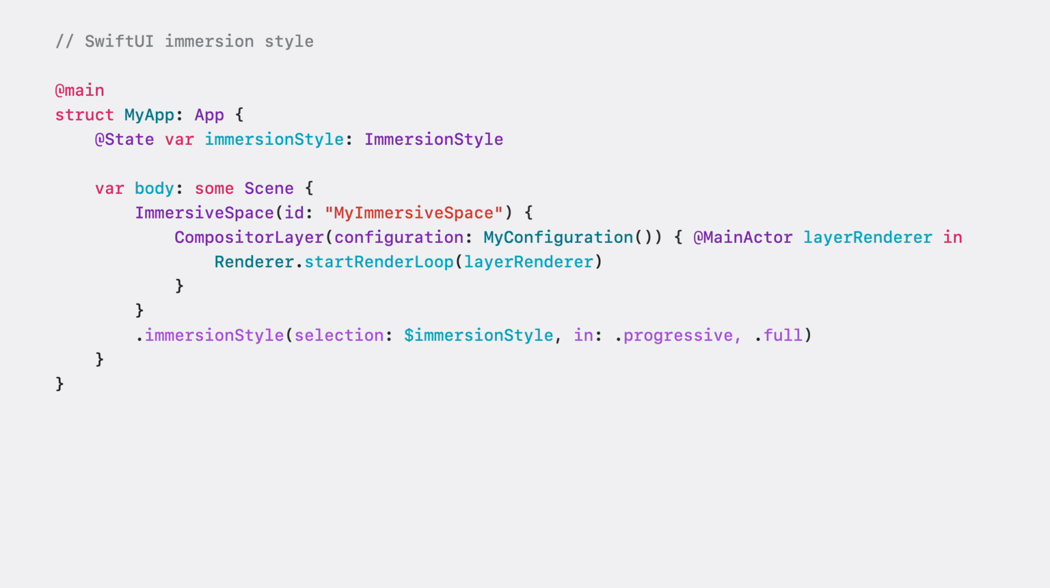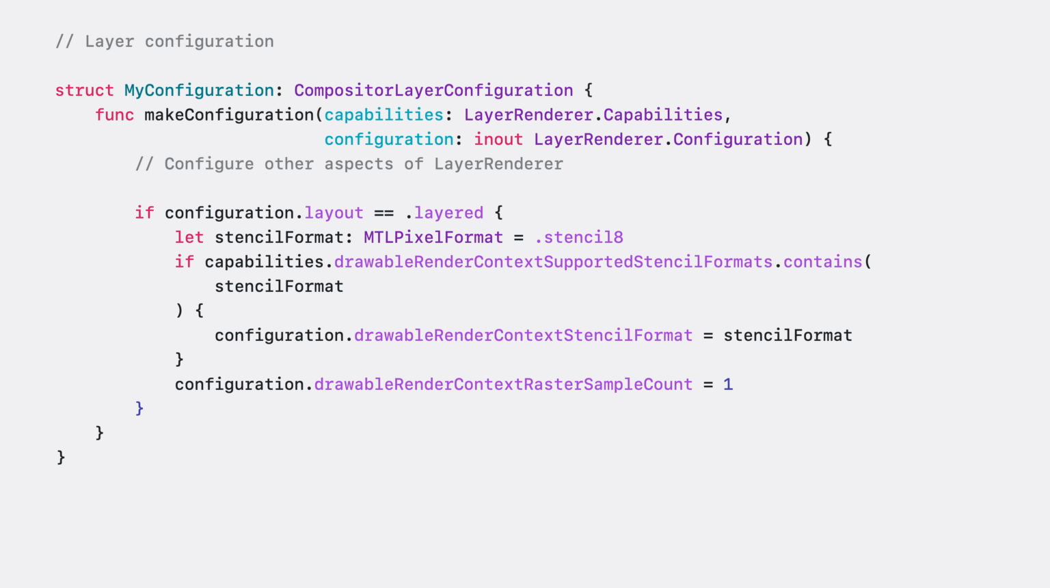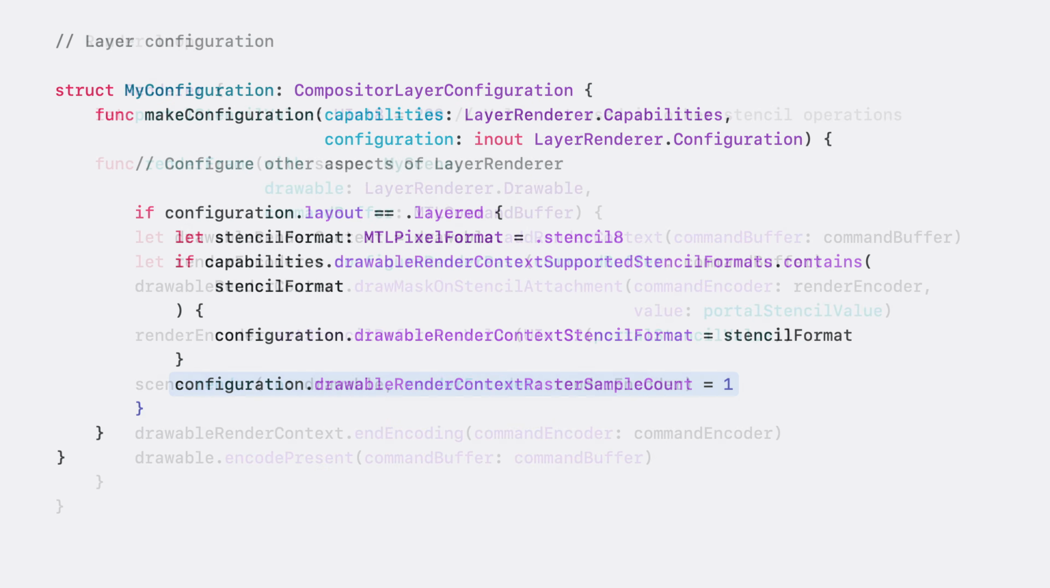In my app, I create an immersive space in SwiftUI, and I add the progressive immersion style as a new option to my list. The person using my app can switch between the progressive and the full styles. I configure the layer next. First, be aware that the progressive immersion style only works with the layer layout. I specify my desired stencil format to 8 bits per pixel. I check that the capabilities support this format, and I set it on my configuration. I also set the sample count to 1, since I'm not using MSAA. If you use that technique, set it to the MSAA sampling count.